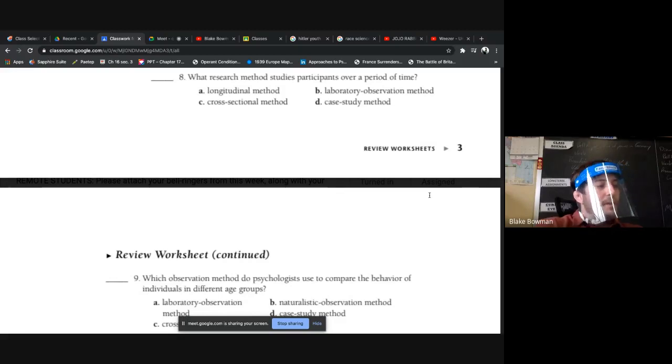9. Which observation method do psychologists use to compare the behavior of individuals in different age groups? Oh, kind of went into this already, Michaela. C, cross-sectional method. Good work. Cross-sectional.